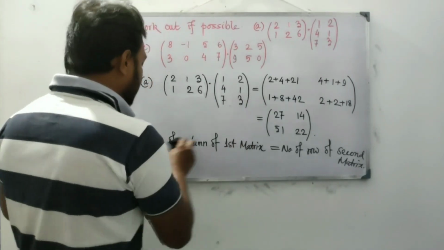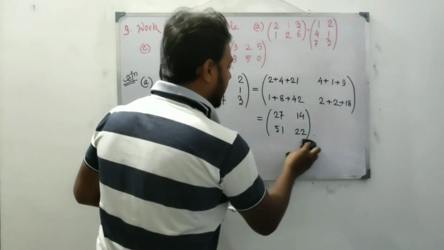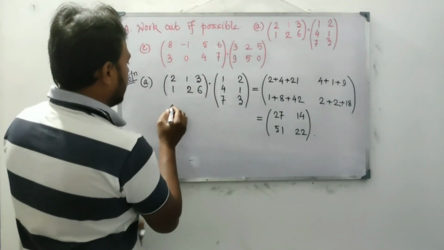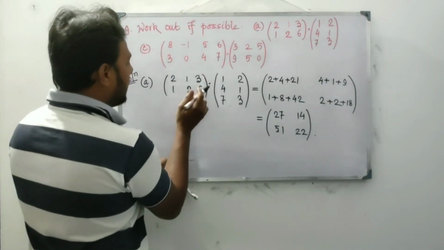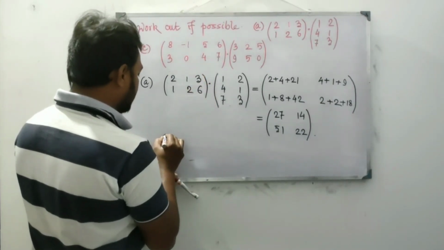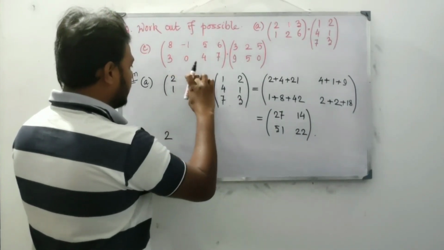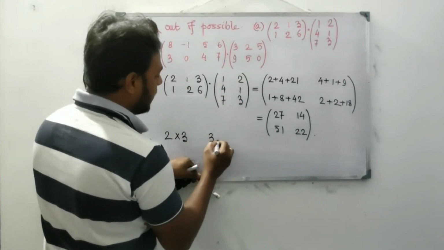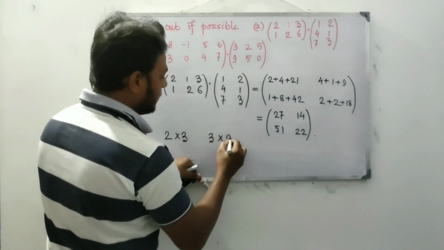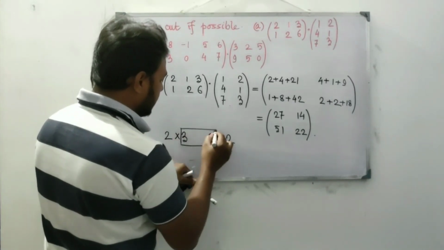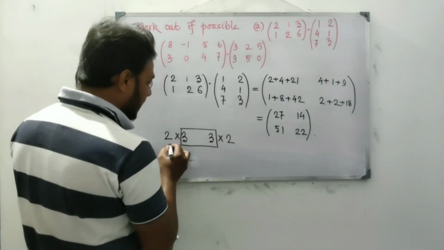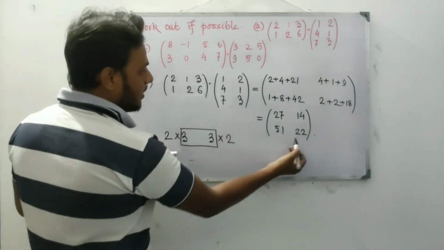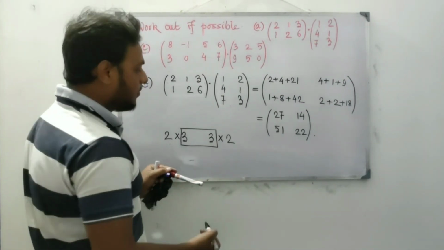Before this you have to write this line: what is the order of this matrix. The order of this matrix is number of rows cross number of columns. So the number of rows is 2 and the number of columns is 3, so 2 cross 3. And what is the order of this matrix? The number of rows is 3 and the number of columns is 2. Since these two numbers are equal, matrix multiplication is possible, and the resulting matrix after multiplying will be of order 2 cross 2. See, here we have got a matrix of order 2 cross 2.